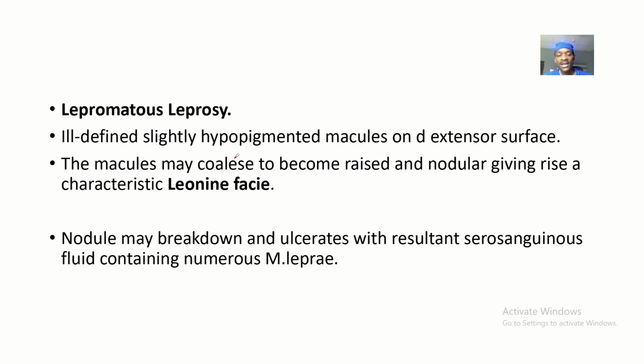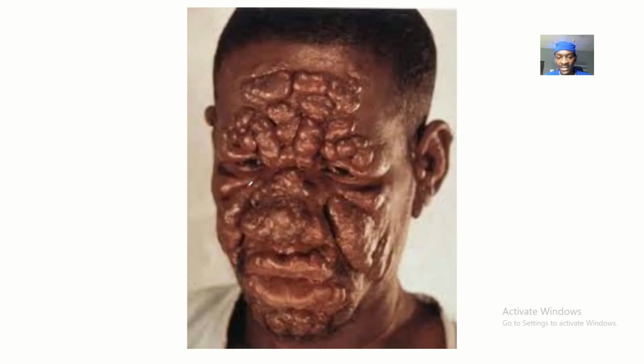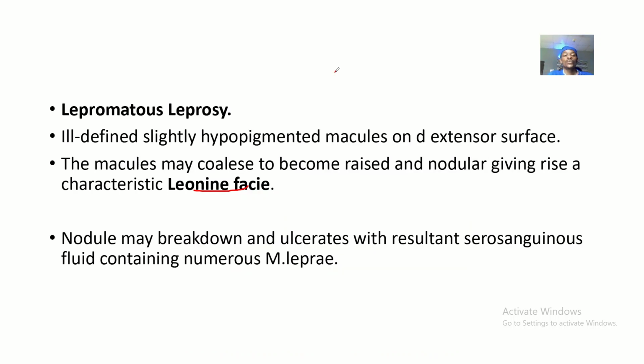Another characteristic is leonine facies. Leonine facies means your skin is bumping up like a lion. You know that another name for lion is Leo. So leonine facies: facies is face. That means your face is looking like a lion. Do you understand?